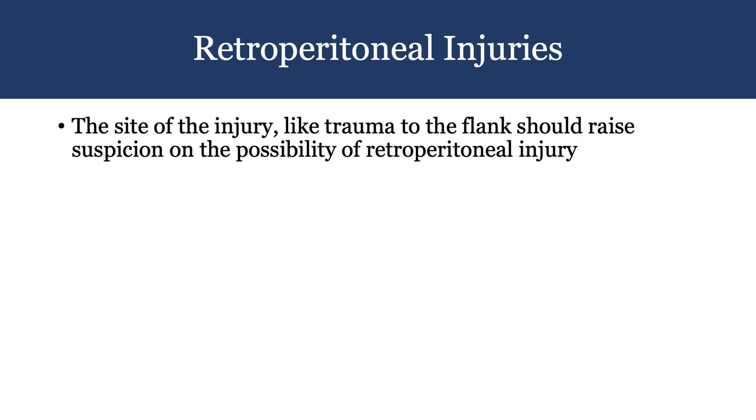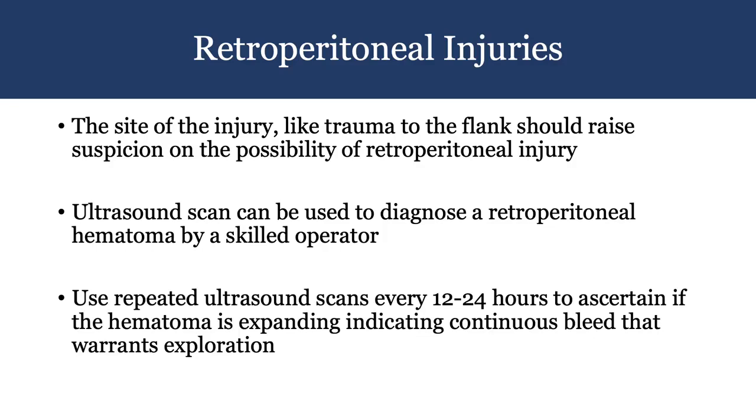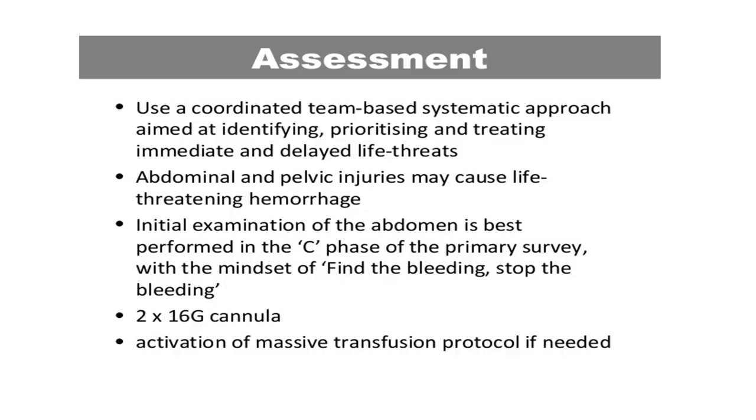laparotomy. For injuries of organs in the retroperitoneum, like the kidney, like the duodenum, if you have trauma, either penetrating or blunt, indicating involvement of the flanks, think of kidney injuries. Retroperitoneal hematomas may easily be diagnosed by a skilled operator using an ultrasound scan. Always repeat the ultrasound scan severally so you can discover if a patient warrants exploration, especially if they have an expanding retroperitoneal hematoma.